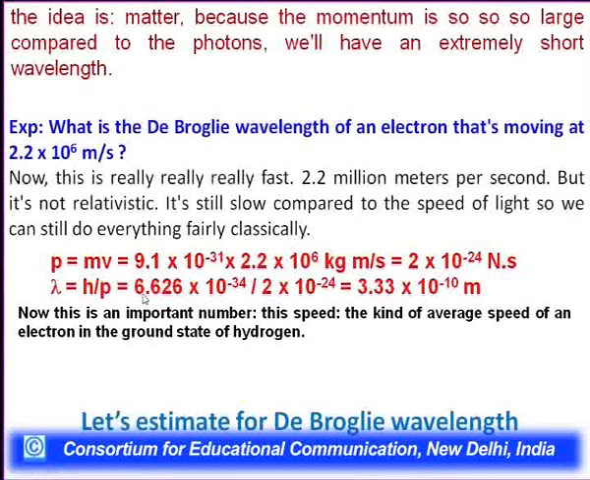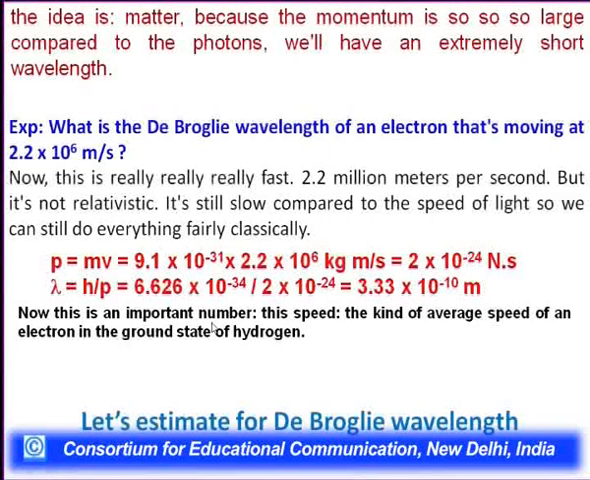The value of h, Planck's constant, is 6.626 × 10^-34, divided by the momentum, whose value is 2 × 10^-24. The value of λ, the wavelength, is 3.33 × 10^-10 meter.